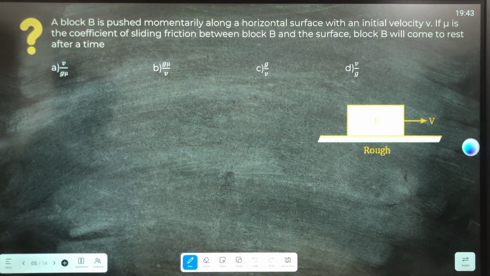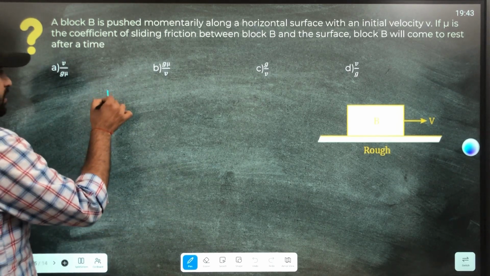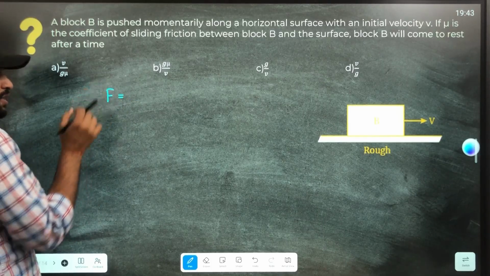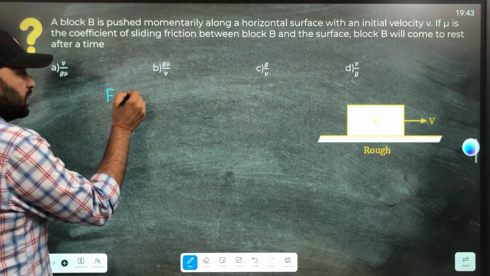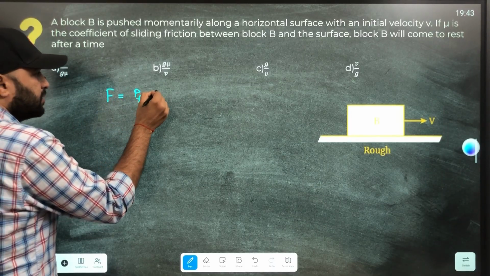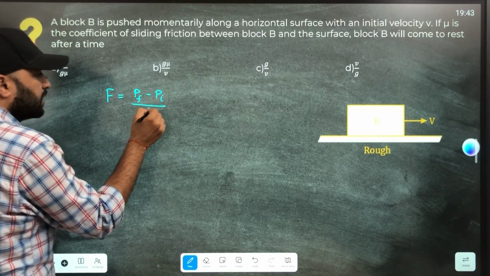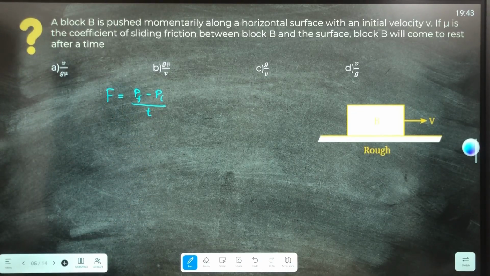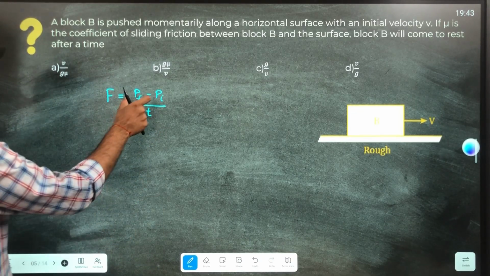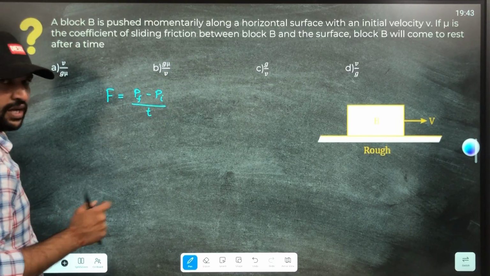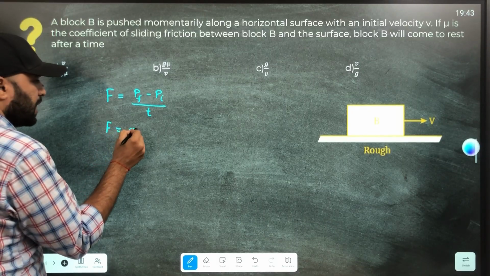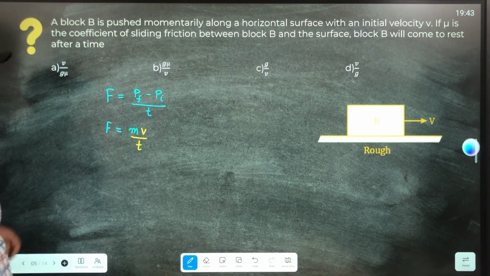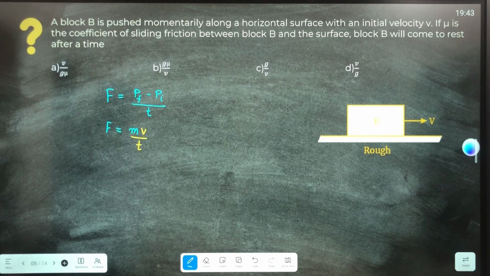If it is moving with a constant velocity, clear? So what does Newton's second law say? Newton's second law says that force is the rate of change of momentum, and rate of change of momentum is P final minus P initial upon time t. Correct? Okay. So it achieves the final velocity as V. What is its initial velocity? So 0. So the force acting on this will be mv by t. Clear? Okay, fine.